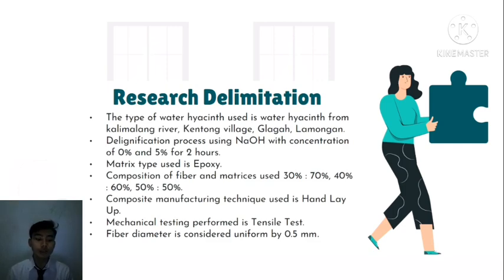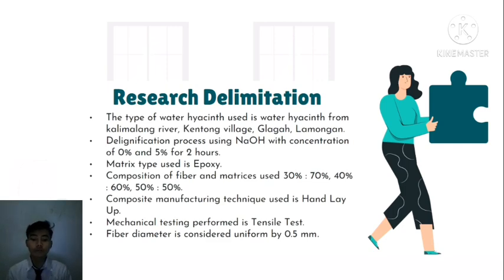5. Composite manufacturing technique used is hand layup. 6. Mechanical testing performed is tensile test. 7. Fiber diameter is considered uniform at 0.5 mm.